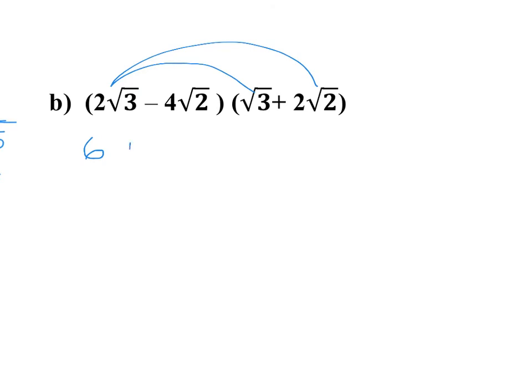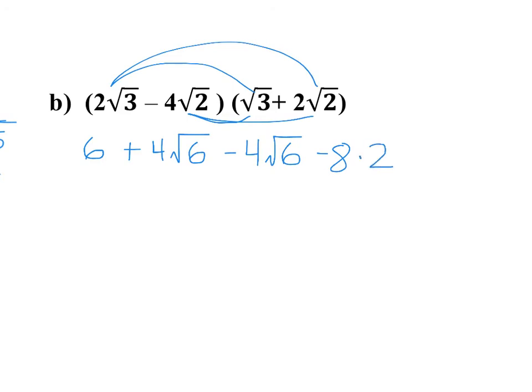Over here, you multiply the front numbers together, you get 4. Then you multiply the outside numbers together, and you get 6. For the inside, you do negative 4 rad 6. And for the last terms, we get negative 8. And then rad 2 times rad 2, we don't need the rad anymore. The rad cancels out. All right, these cancel out. We're left with 6 minus 16, which is negative 10.